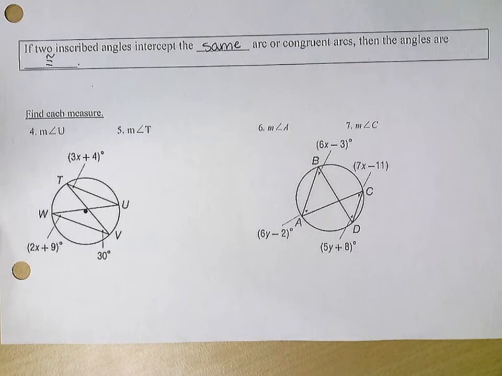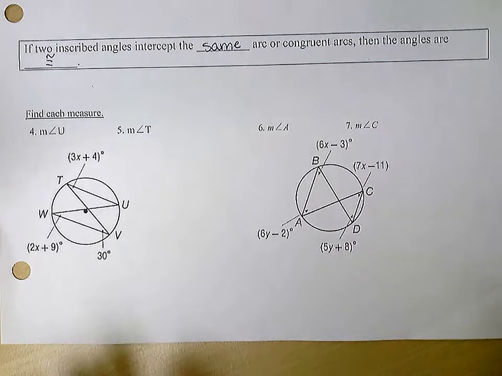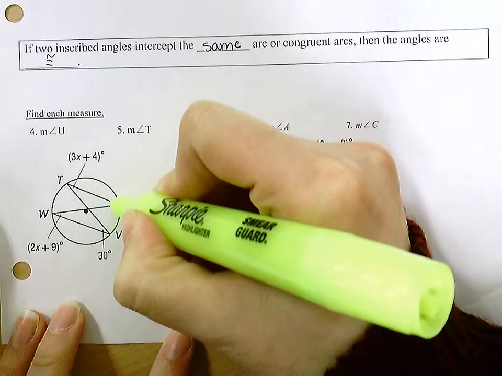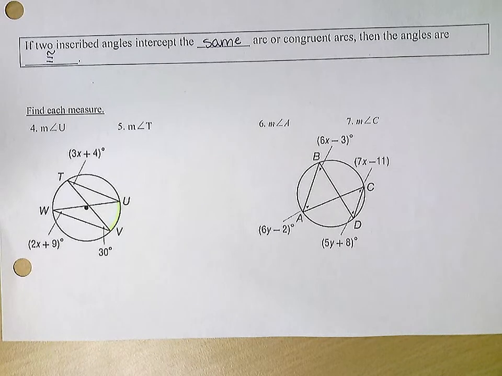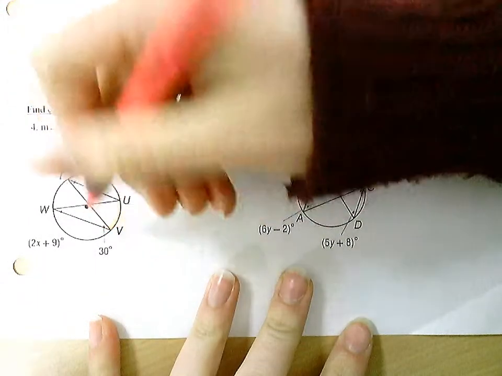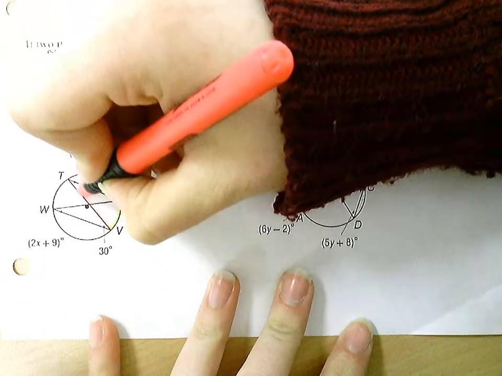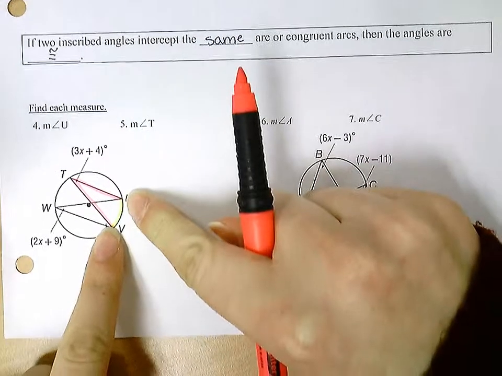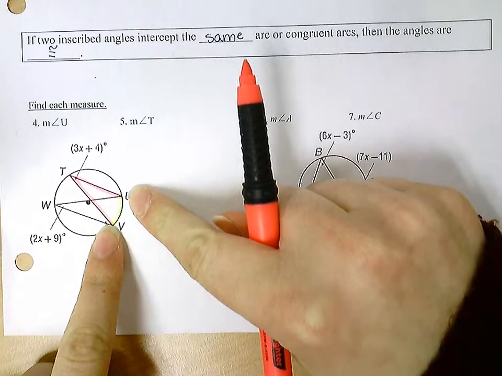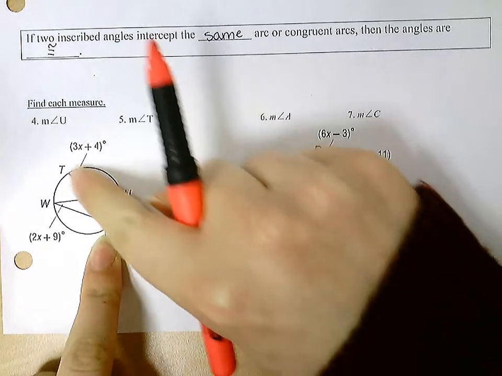Okay, so I want you to look at arc UV. You see that arc there, UV, that I highlighted yellow? It's kind of hard to see. I'm going to look for 2 inscribed angles that intercept that arc. So, moving up this way, this angle that I highlighted pink here intercepts that arc, correct? Do you see that? Yes. Okay.